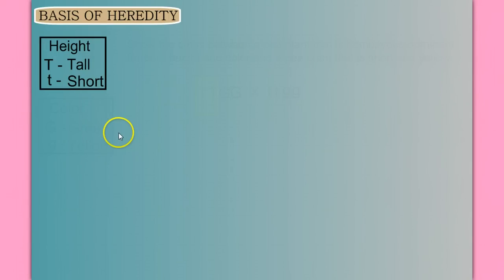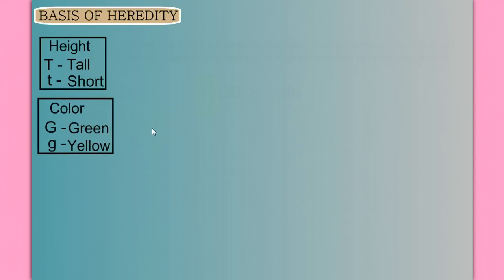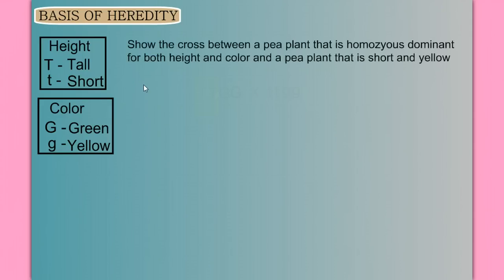In peas, green pods are dominant to yellow pods, so our key looks like this. Let's show a cross between a pea plant that is homozygous dominant for both height and color, and a pea plant that is short and yellow. Stop the video and write genotypes for each parent plant. Remember, we are describing two traits, so our genotype must have four letters in it.